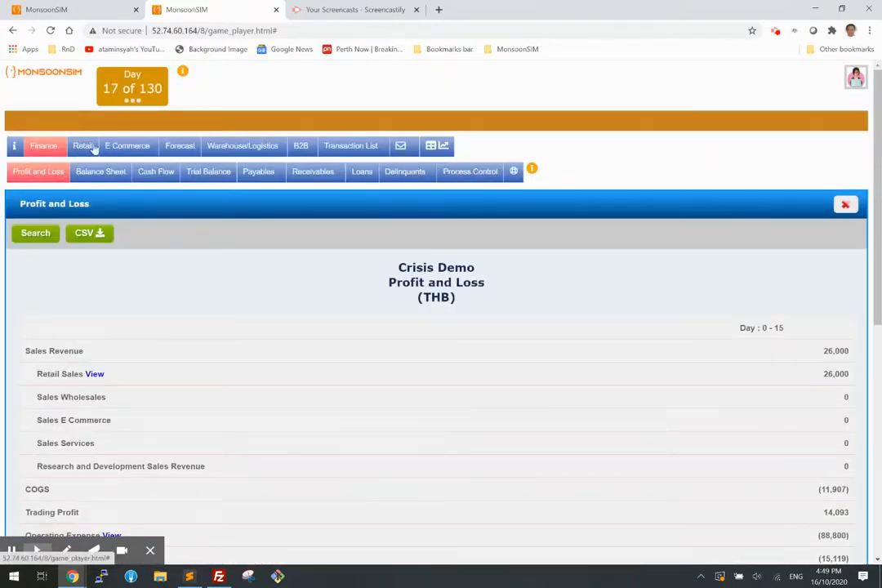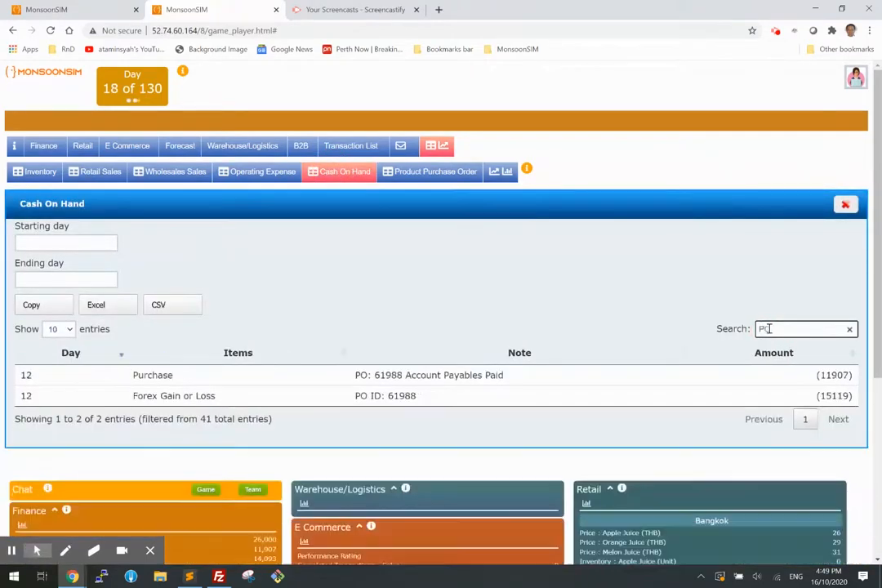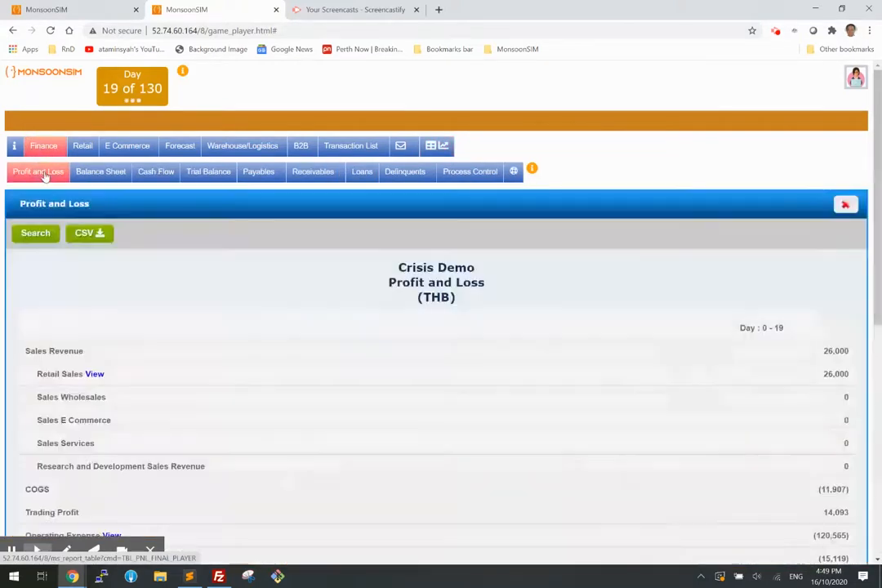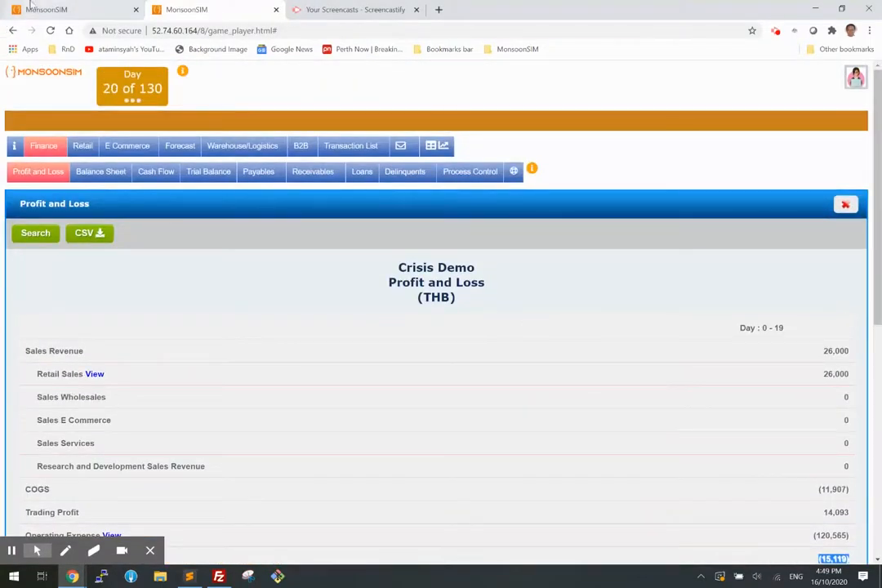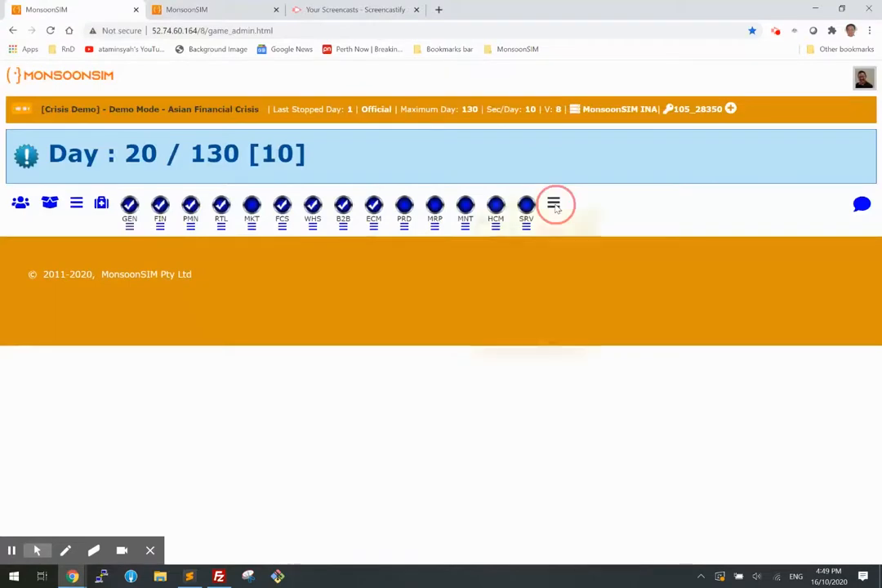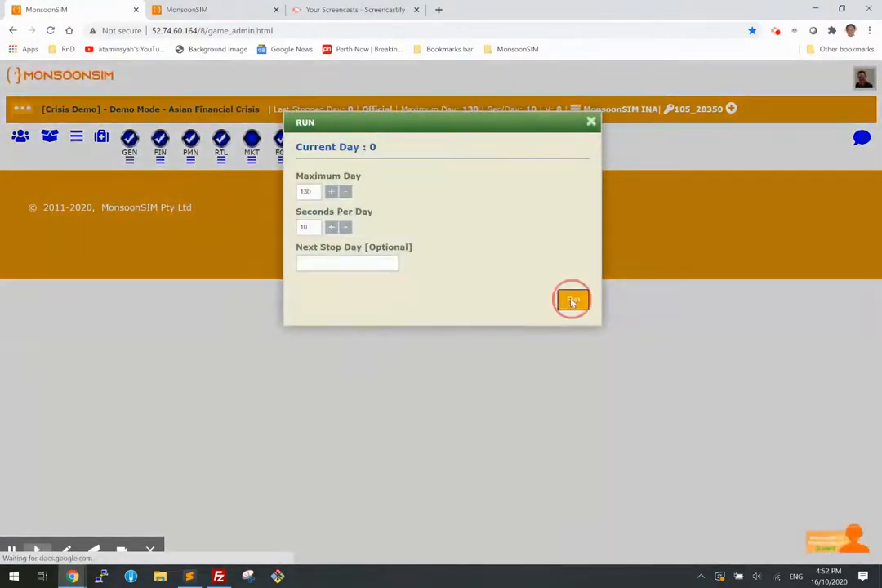You can check it out from the various tables. For example, you look at the cash on hand. You can see your PO, for example, and you can see that much money being booked also on foreign gain or loss. All right, so you can reconcile these numbers. So that is import. Now let's show you the export. Let's run again.